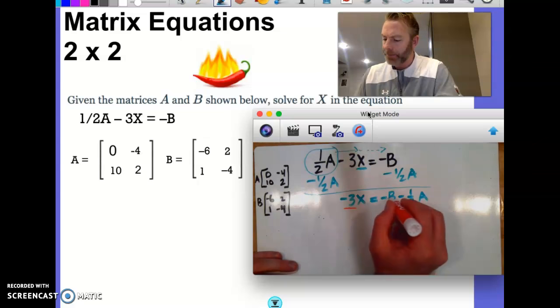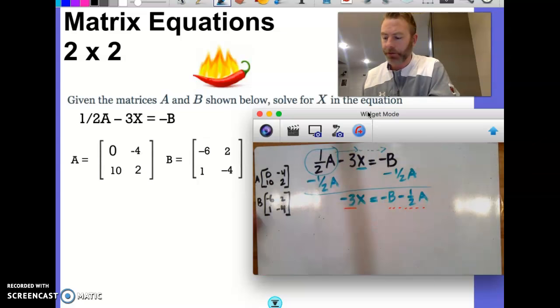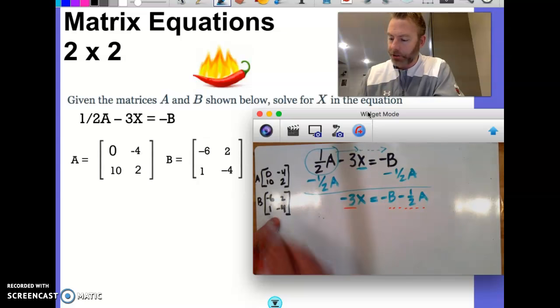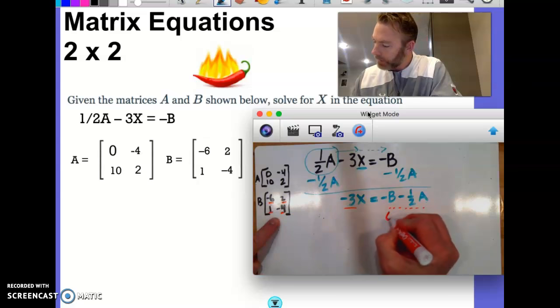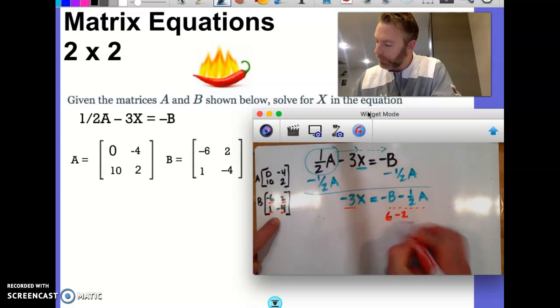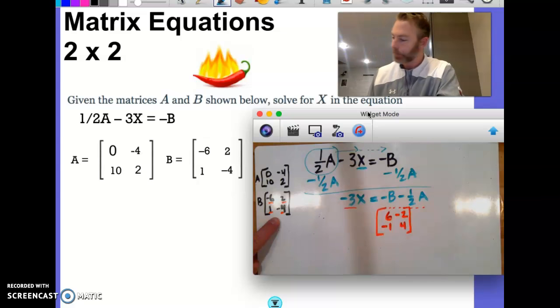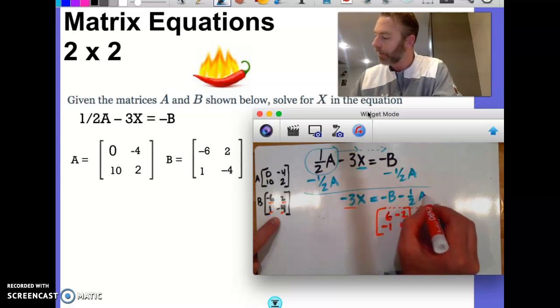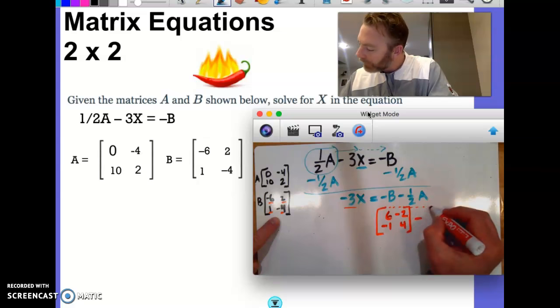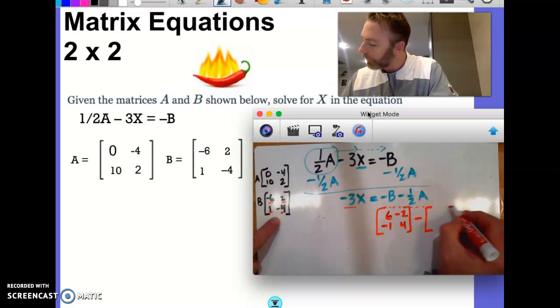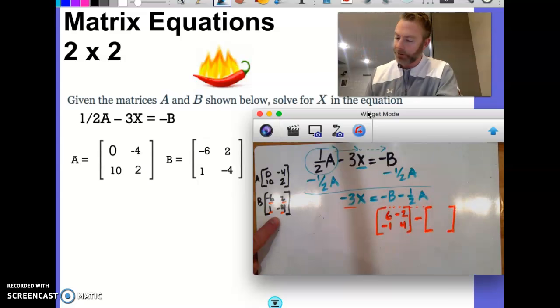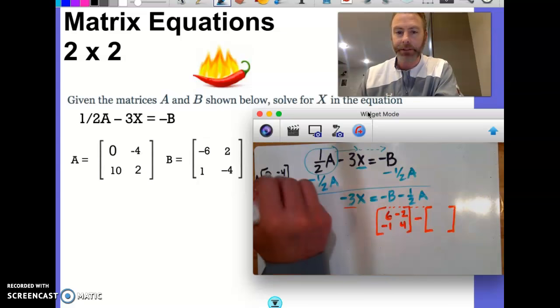So we're going to take the opposite of matrix B. Here's matrix B over here. I'm pointing to it. So I just want to change each one of these terms to their opposite. So 6, -2, -1, +4. That's the opposite of matrix B minus 1/2 times A. So minus, let's go 1/2 times matrix A. So matrix A is up here. So let's just do 1/2 times each of these elements.